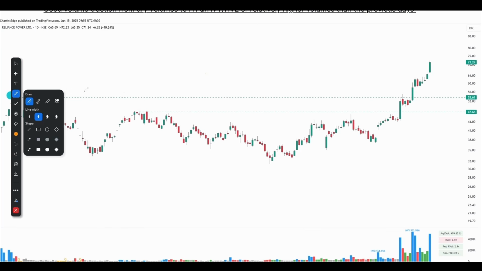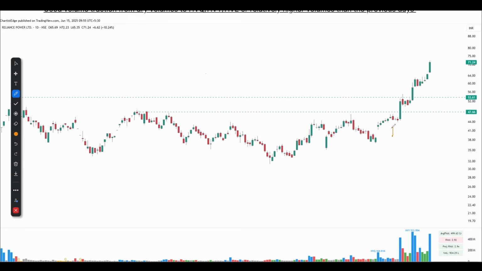Now every up move should have the volume footprints, because the volumes are the lifeline of any price structure or in general the stock market. If there are no volumes in an up move like this, then that usually means that there is no significant demand pressure, and at any given moment it may give a breakdown or a volatile price action.